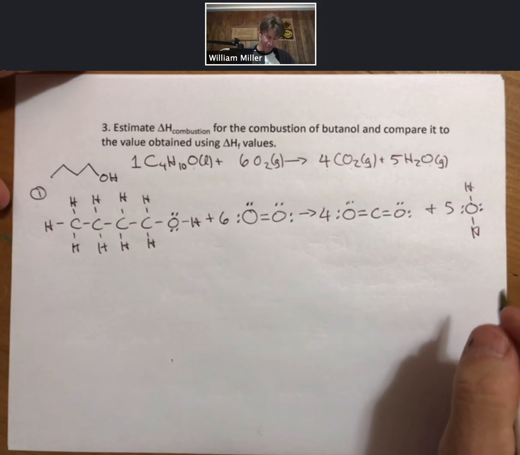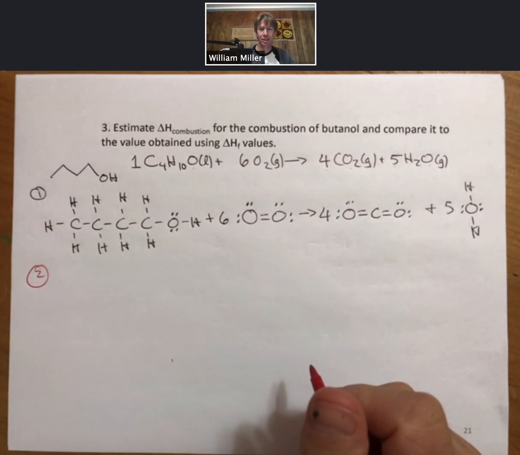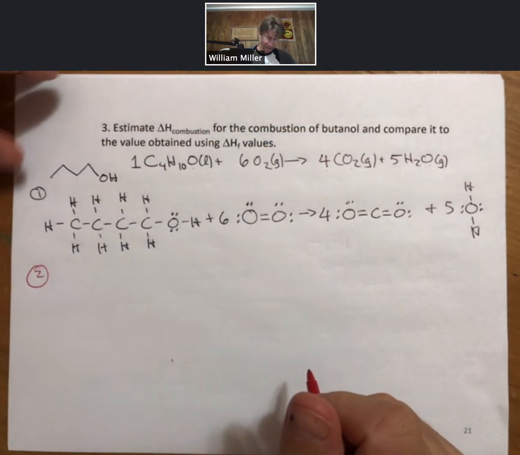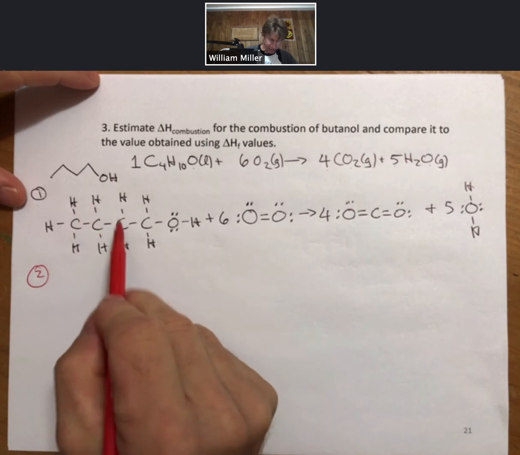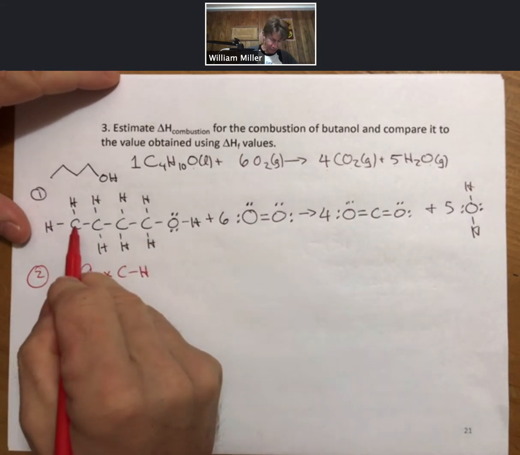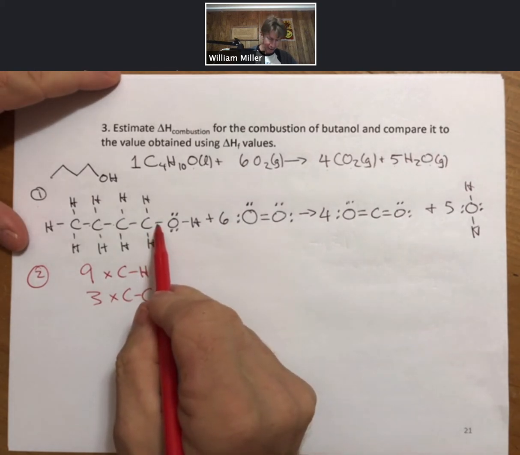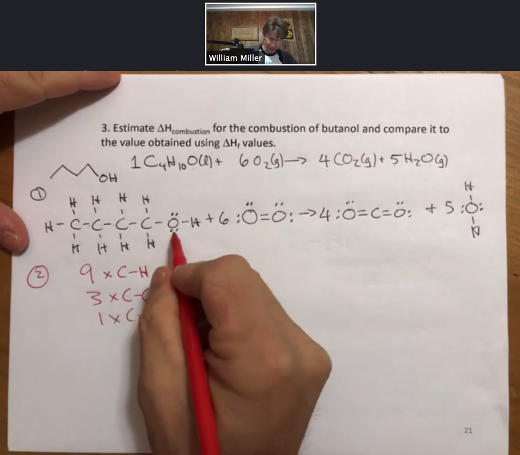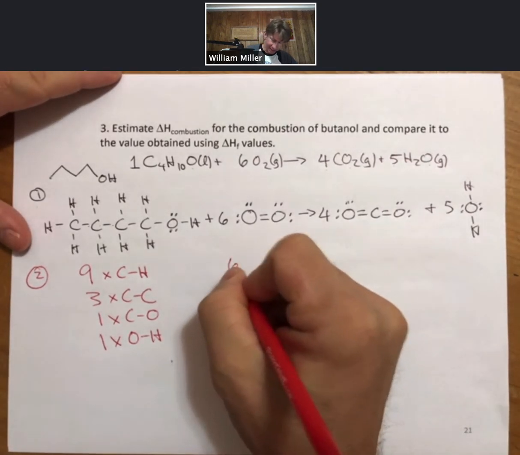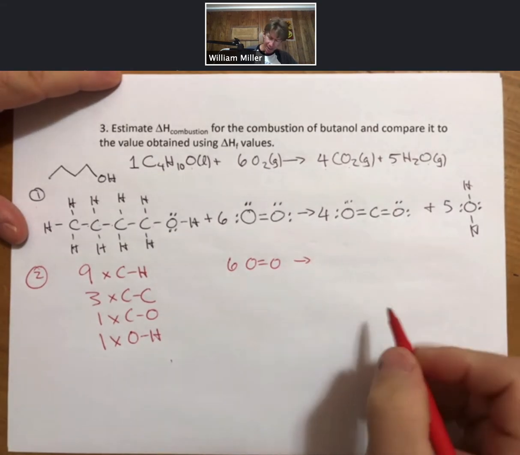My next step, and we did that step in red on the last slide, is to find the bond dissociation energies. What I'm going to do is add a slight wrinkle here: I'm going to total up my bonds first. I have 1, 2, 3, 4, 5, 6, 7, 8, 9 carbon-hydrogen single bonds. I have 1, 2, 3 carbon-carbon single bonds. I have 1 carbon-oxygen and 1 oxygen-hydrogen. And then I also have 6 double bonds between 2 oxygen atoms.